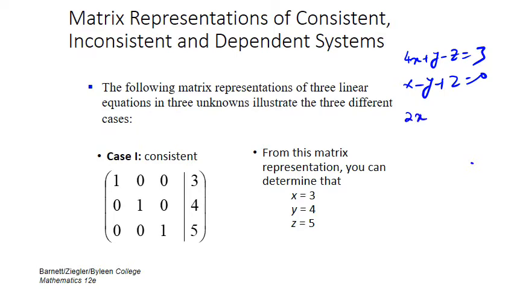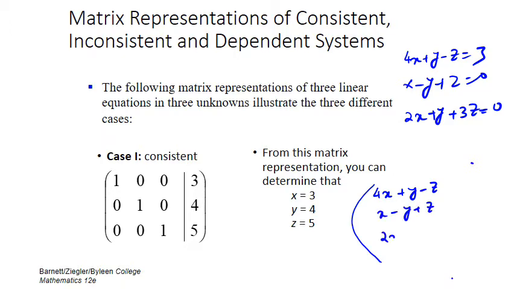It could be any other, not necessary. Let's say 3z equals 0. Now we write them in a matrix form. We write their coefficients, or we write them: 4x plus y minus z, x minus y plus z, 2x plus y plus 3z equals 3, 0, 0.